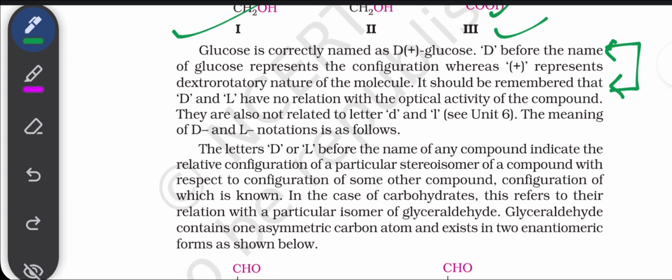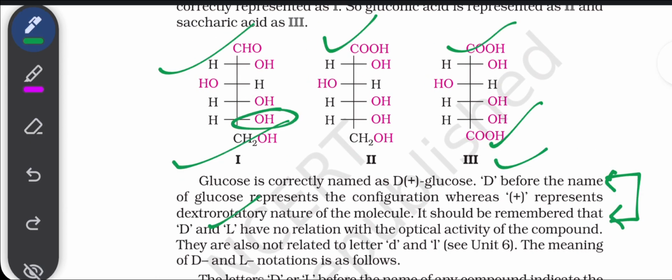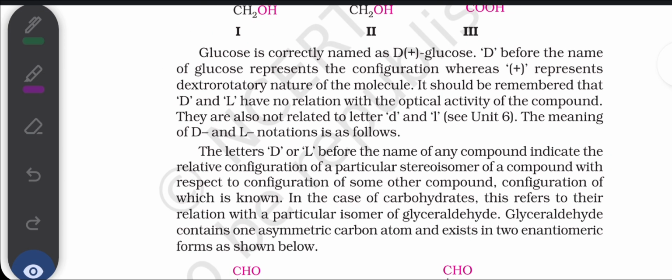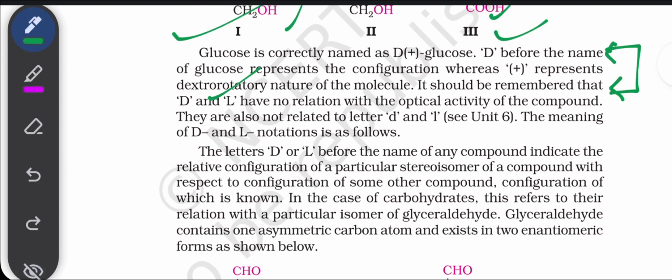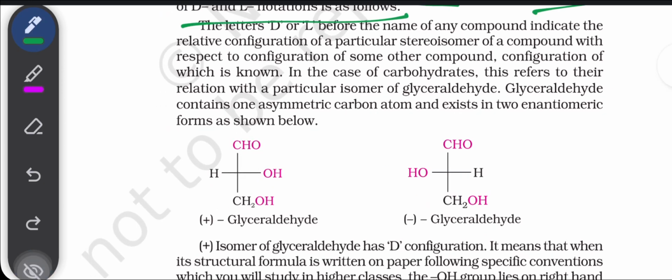D does not represent the dextrorotatory nature. D just represents the configuration. If you see here, in the second last carbon, OH is on the right side, so that is represented by D. Now it should be remembered that D and L have no relation with the optical activity. Very important line. It should be remembered that D and L have no relation with the optical activity, that is, dextro and levo. They are not related to the letters D and L. The meaning of the D and L notation is as follows. Let's read.